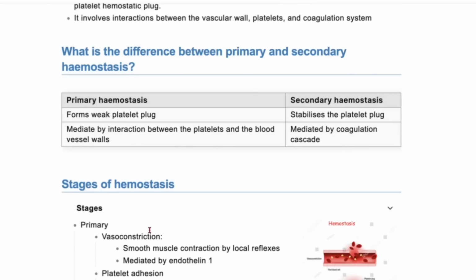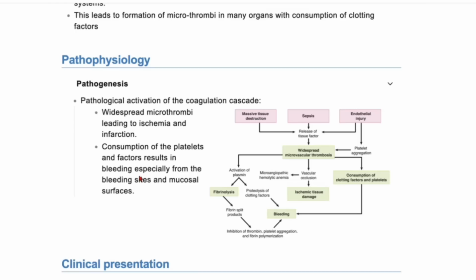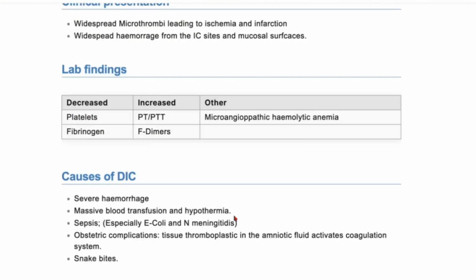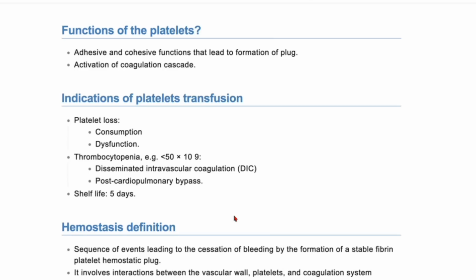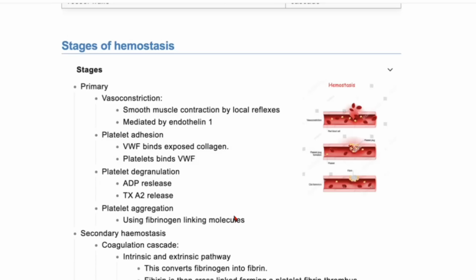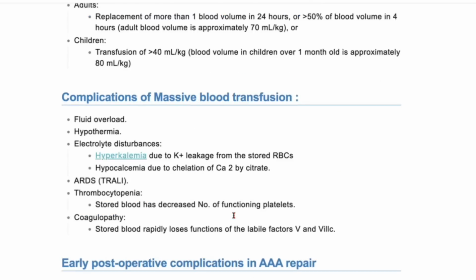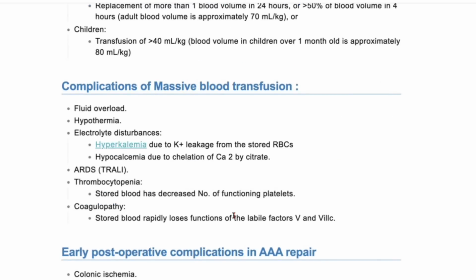So just a few learning points from here: the pathophysiology, the hemostasis definition, the primary and secondary hemostasis, and the indication of blood transfusion, as we talked about it. Nice. I think you've added more questions to the stem from other previous videos, so it's more up to date than the one that I've actually learned, which has been really useful, actually.